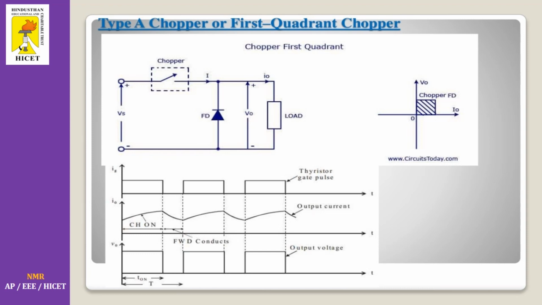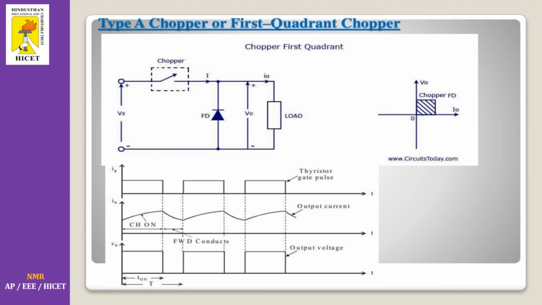First, let me see the Type A chopper. It is also called as the first quadrant chopper. The figure shows the circuit diagram of Type A chopper. The Type A chopper consists of only one chopper switch, one freewheeling diode and the load. It clearly says that it always comes in the first quadrant only, that is, both output voltage and output current are always positive.